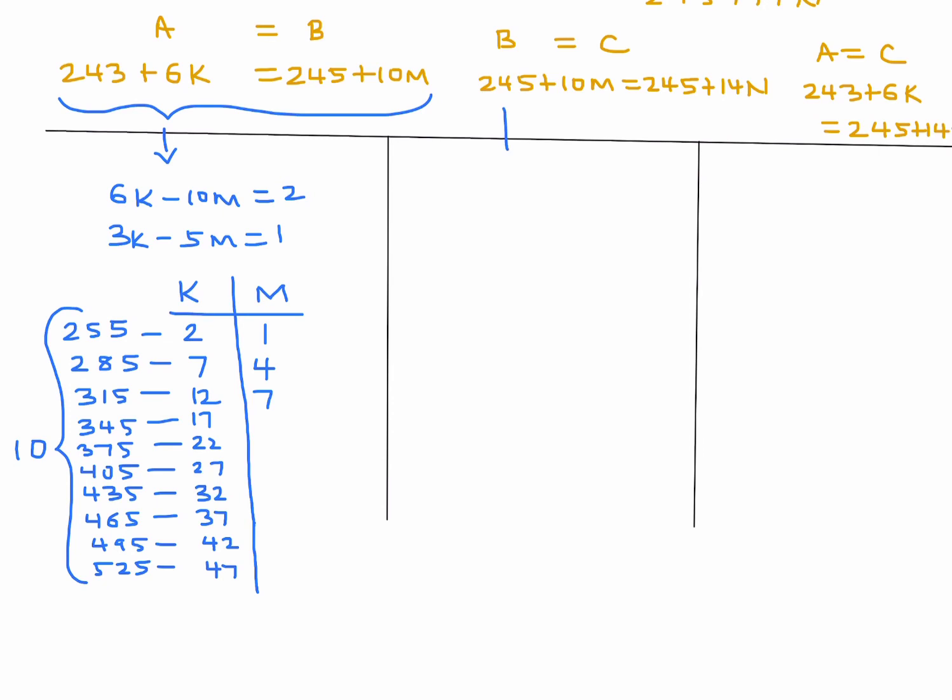So let's now go to bus C and B. So this gives me 245. Oh, those cancel. So it's just 10m is equal to 14n. Okay, and then I guess I can divide through by 2. 5m is equal to 7n. So again, make a little table, and off we go.